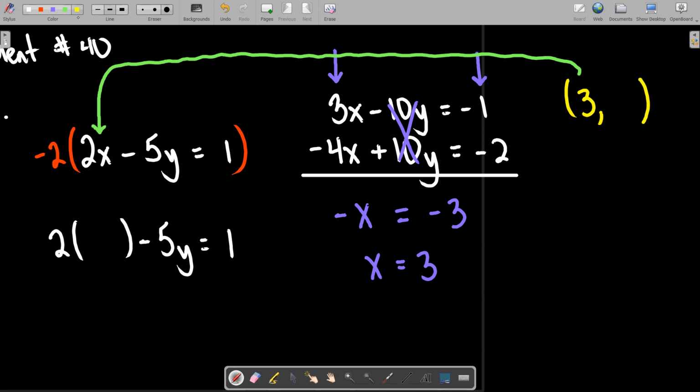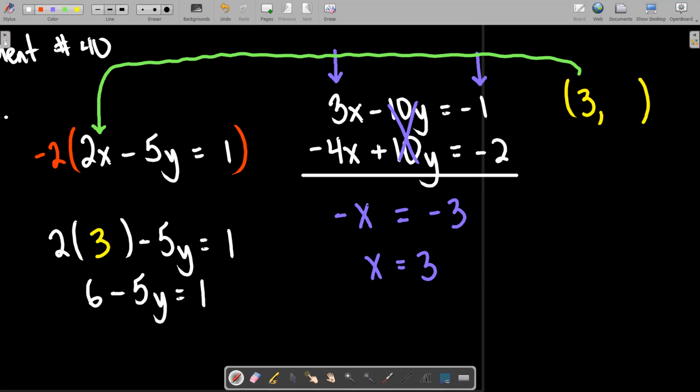In the little space I've left, I'm going to put the 3. And from here on out, it's just work we learned 5 months ago. That is just multiply, move stuff around, divide, you do whatever you've got to do. So 2 times 3 is 6.